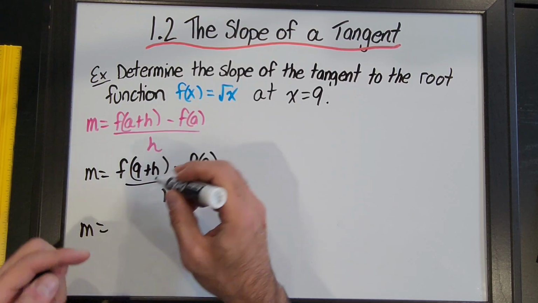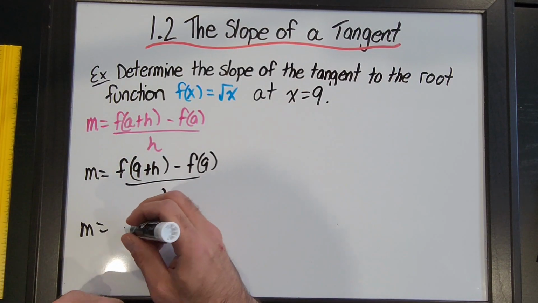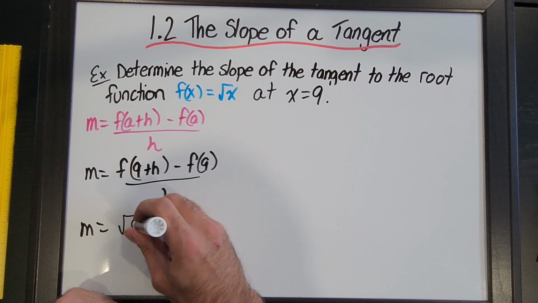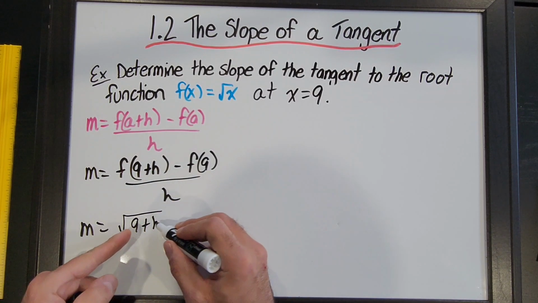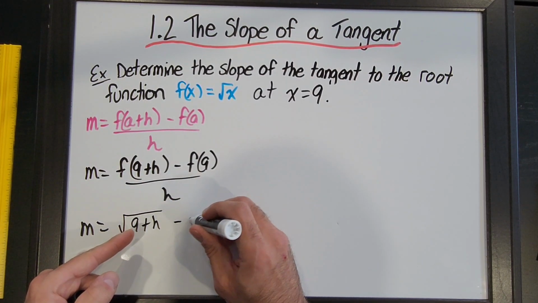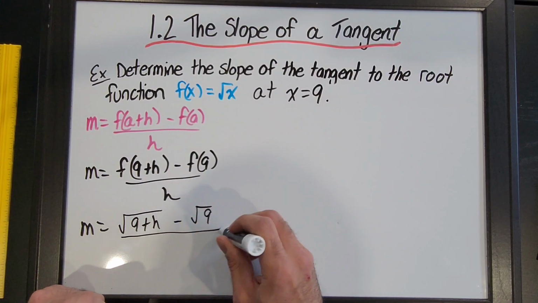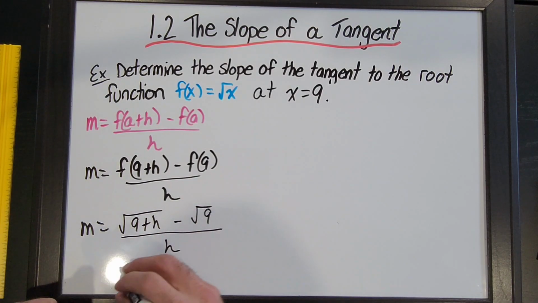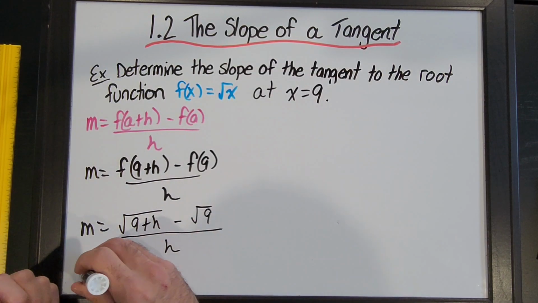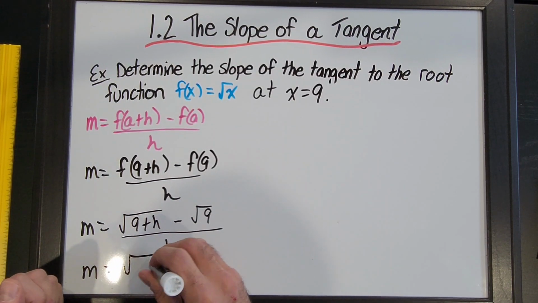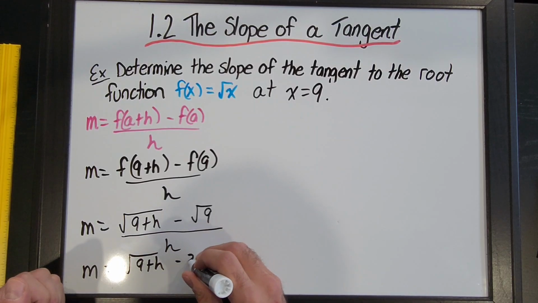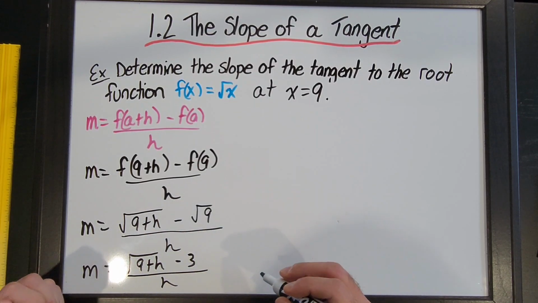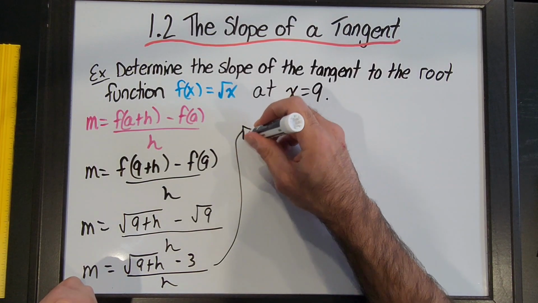And now I'm going to plug in these values into the function. So this is going to be root 9 plus h, make sure both are in the root, minus root 9 over h. Yes, that's a 3. So I can rewrite that here. I think should have, you know what, I'll go here. This is going to be root 9 plus h minus 3 over h. And now I'll bring it up here. What a waste.